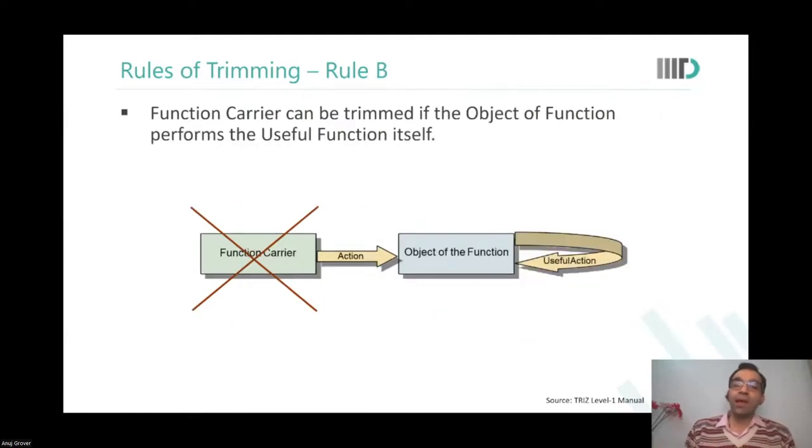Second is, let us say the object was not removed, but I enhanced the object of the function so that it could now do the useful action by itself. For example, the self-service principle, where I say that something serves itself. So if that self-serving is already possible, then I do not need to have another function carrier. I can trim the function carrier now.